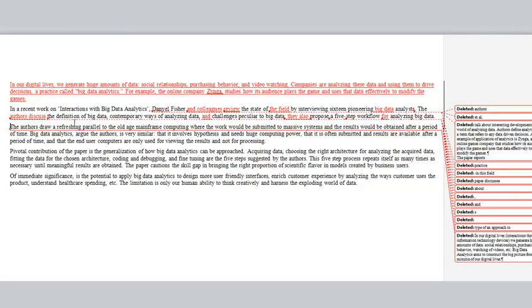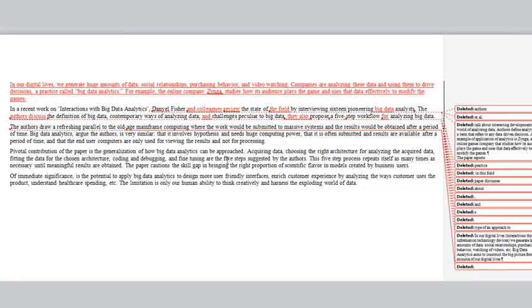So this has a nice idea that the authors draw a refreshing parallel, that's a nice way of putting it, to the old-age mainframe computing, where the work would be submitted to massive systems and the results would be obtained after a period of time. Now I'm going to point out that these couple of sentences have some passive voice in them, so I'm going to try to put this back into the active voice to make it a little bit more lively.